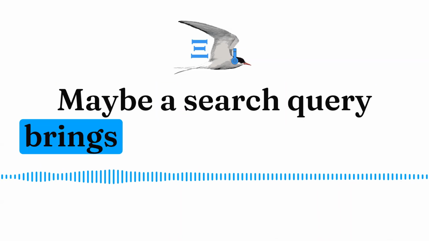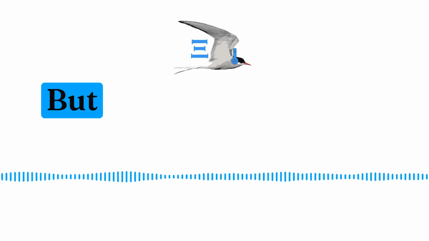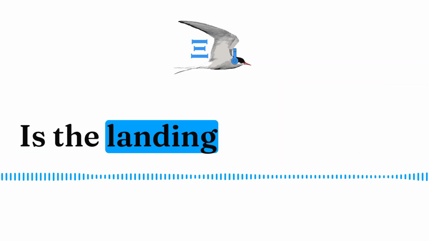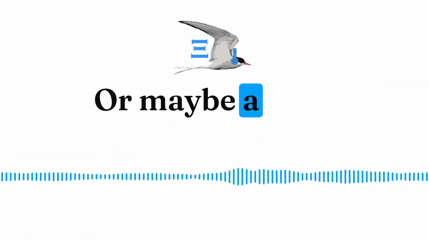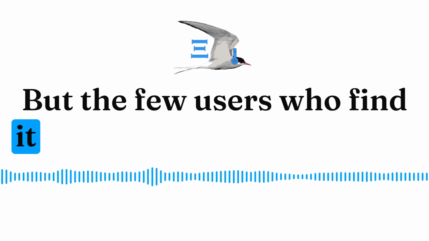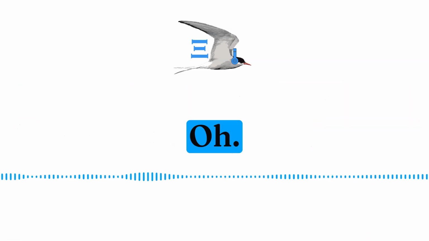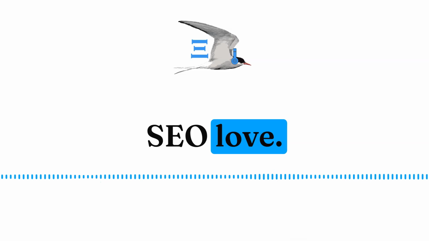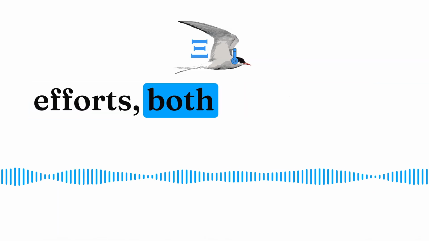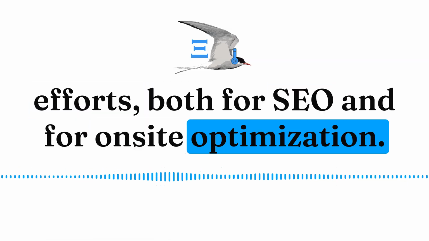Maybe a search query brings lots of clicks, GSC, but those users bounce immediately, GA4. Why? Is the landing page wrong? Or maybe a page ranks poorly, GSC, but the few users who find it convert really well, GA4. Oh, so that page needs more SEO love. Precisely. It helps you prioritize where to focus your efforts, both for SEO and for on-site optimization.